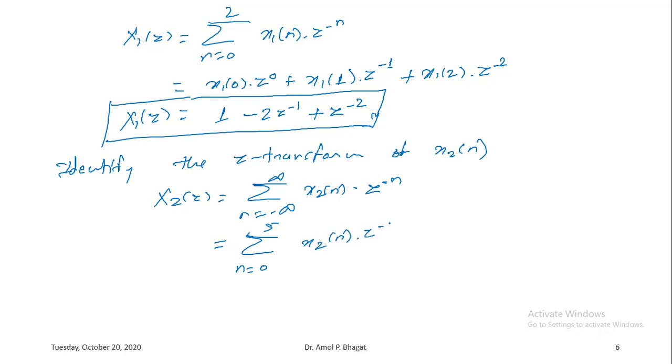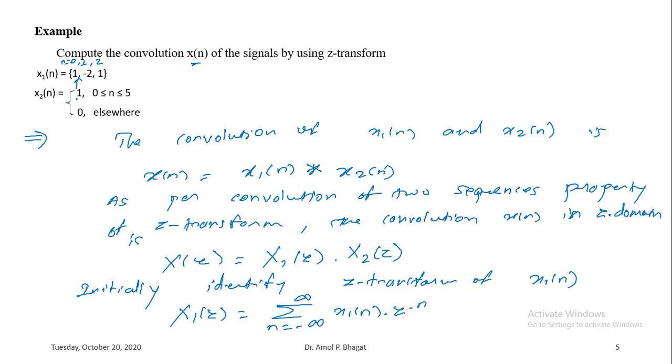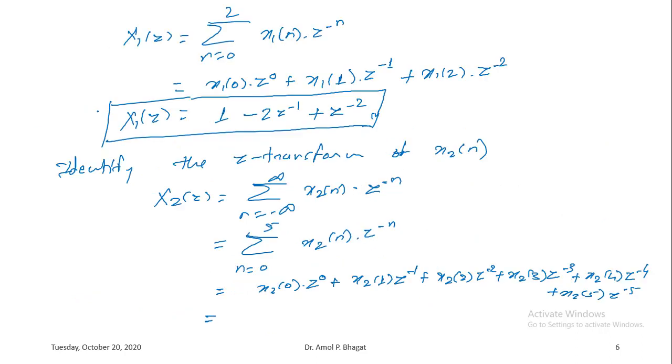x2 of n into z to the power minus n, and again here you can put these values, so x2 of 0 z to the power 0 plus x2 of 1 z inverse plus x2 of 2 z to the power minus 2 plus x2 of 3 z to the power minus 3 plus x2 of 4 z to the power minus 4 plus x2 of 5 z to the power minus 5. Again, for these different values 0 to 5, the value of x2 of n is 1. So there you can substitute one value.